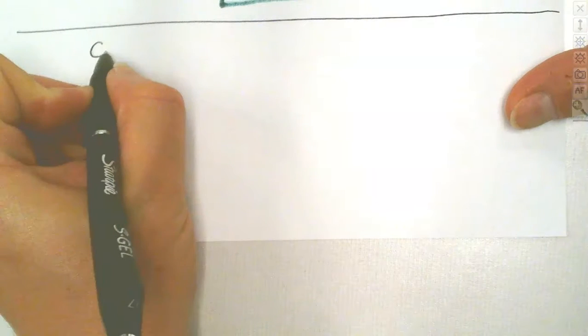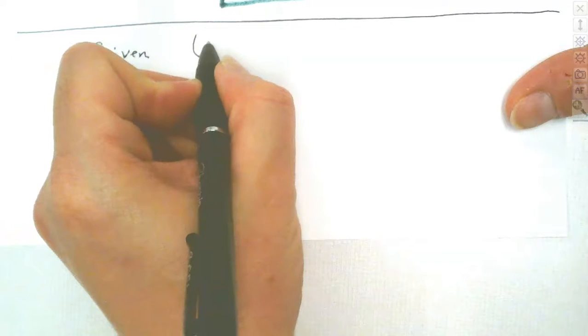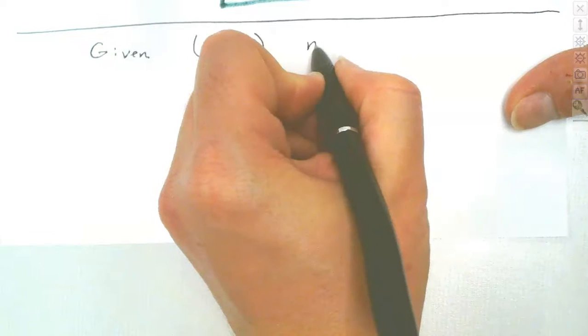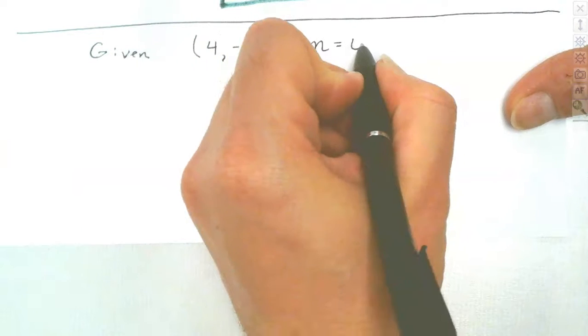So let's look at this one. Let's say you're given the point 4, negative 8, and you're given a slope of 0.